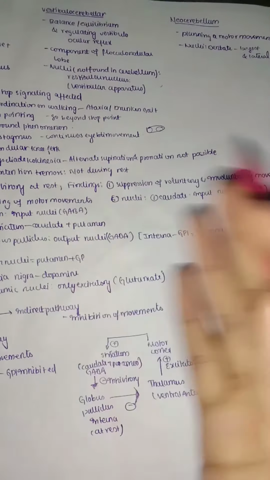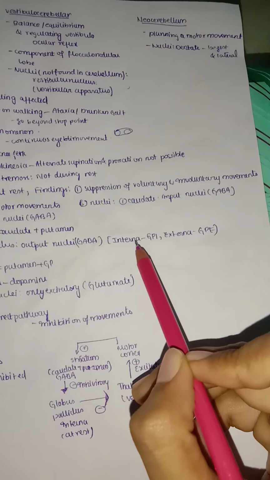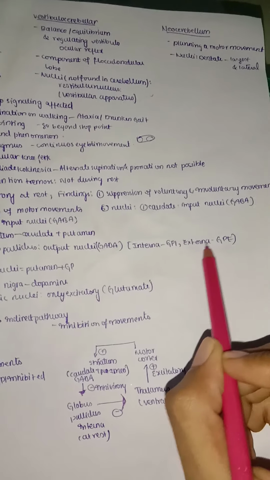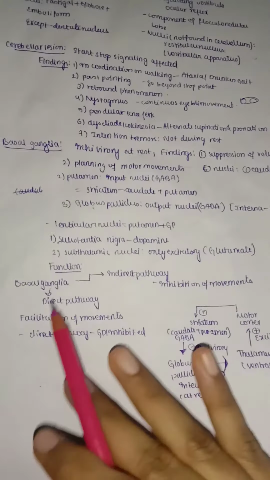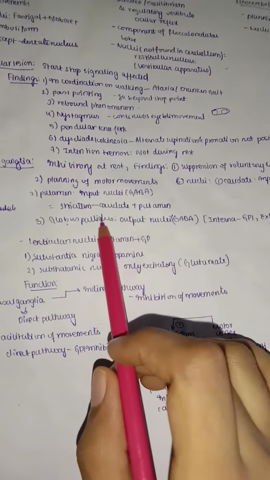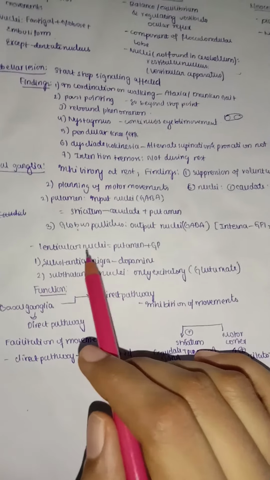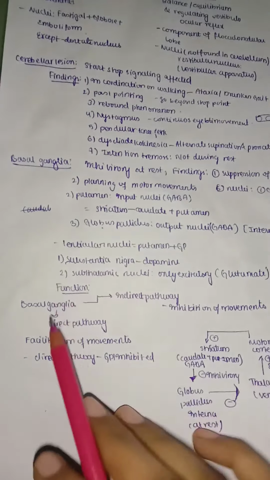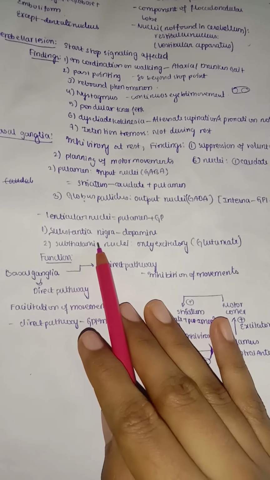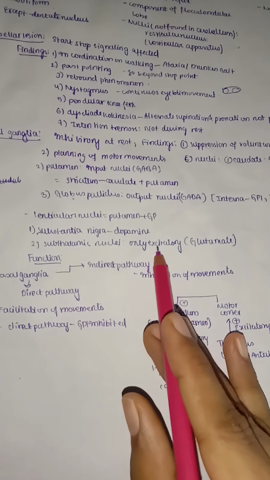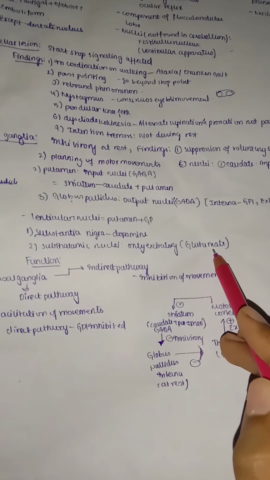And the globus pallidus is an output nucleus. Here also GABA, so everywhere GABA is there. It is divided into interna and externa, that is globus pallidus interna, GPi, and globus pallidus externa. The putamen with the globus pallidus is called the lenticular nucleus. The caudate nucleus with the putamen is called the striatum. Next let us see the substantia nigra. The substantia nigra uses dopamine, and the subthalamic nucleus is only excitatory, so it has glutamate as a neurotransmitter.